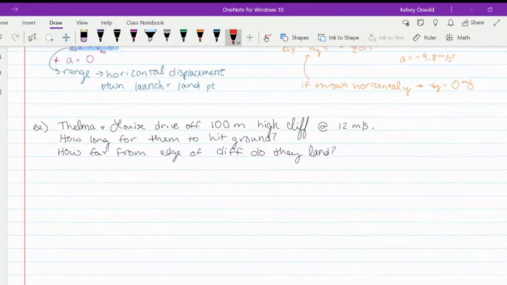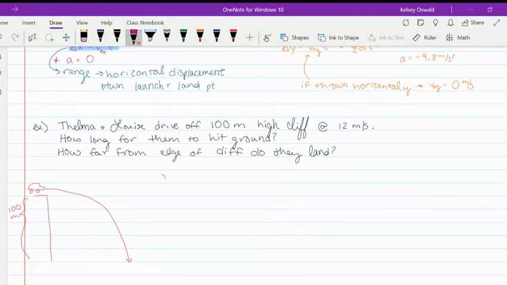We have Thelma and Louise, and they're going to drive off, put them in their little car. Oops, I'm not an artist. A 100-meter high cliff. Okay, so they're starting off 100 meters above the ground at 12 meters per second. So they're just driving horizontally, and then they drive off that cliff at a rate of 12 meters per second. Okay, so let's look and see what information we know before we get started.